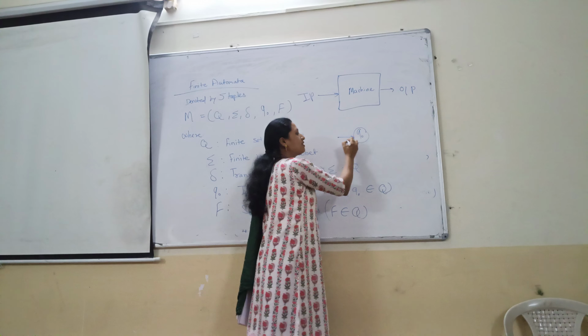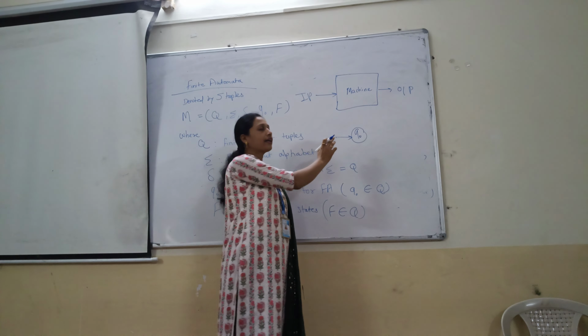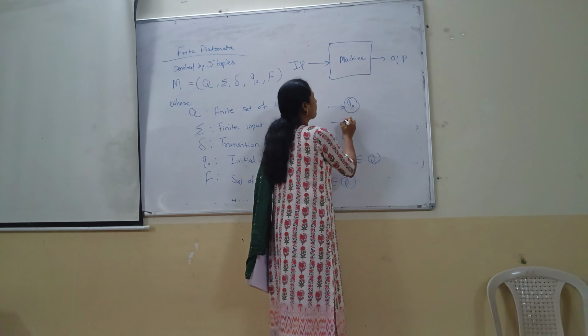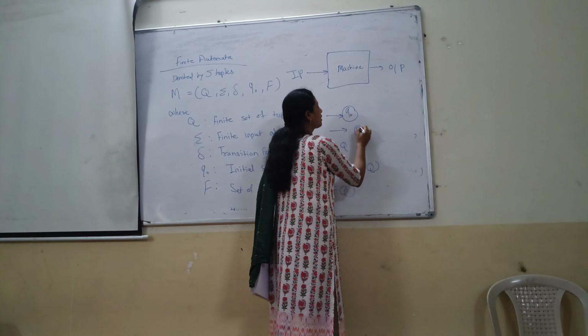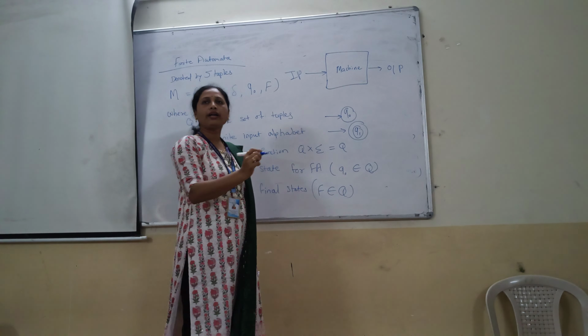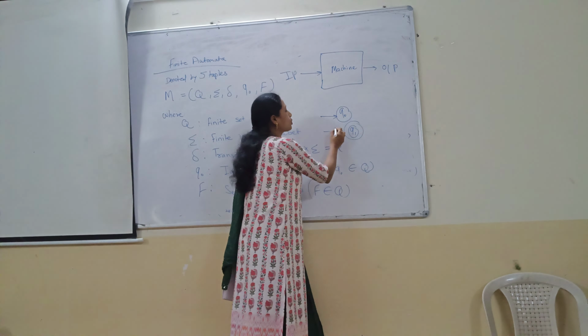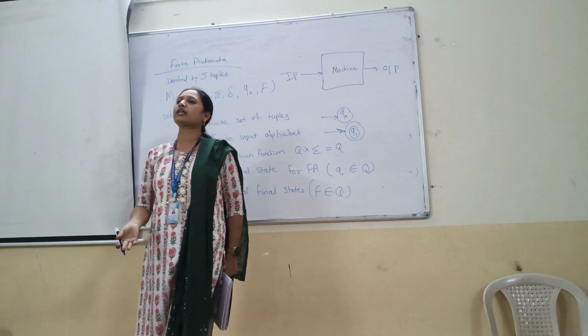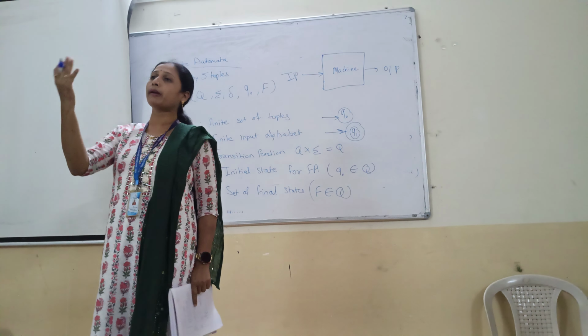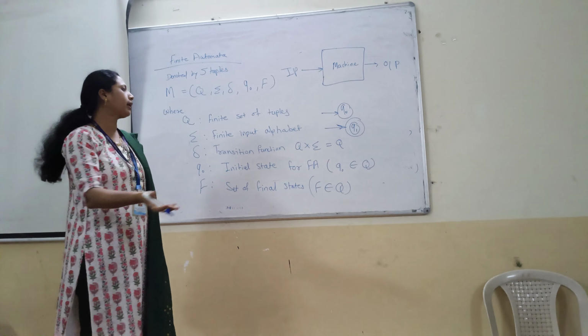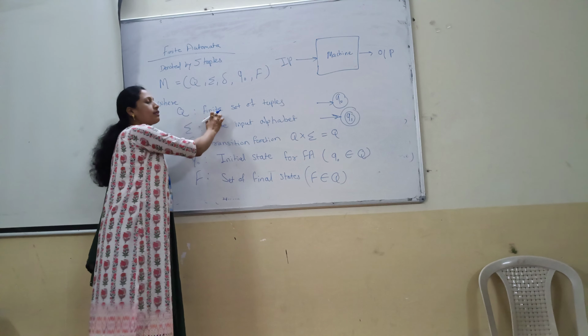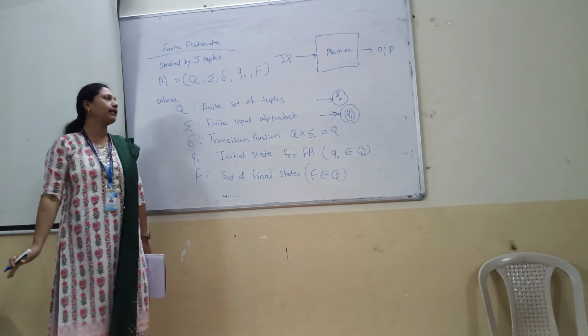Q0 is a state, and the starting state we mention by Q0, and the final state we mention by Q1. By a double circle we can say it is a final state. So to represent how the machine internally works, we are going to use a number of states. Okay. So capital Q is a finite set of states.